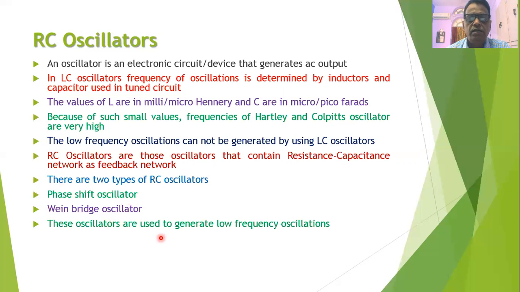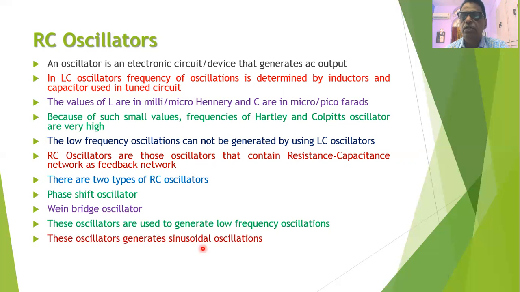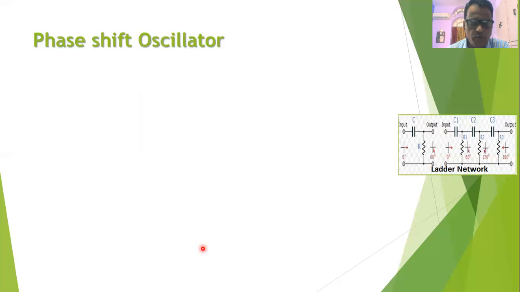These oscillators are used to generate low frequency oscillations. That is, frequencies in the audio frequency range can be generated by using these oscillators. These oscillators are also sinusoidal oscillators. That is, at the output, we will be generating sine wave oscillations by making use of the phase shift oscillator and the Wien bridge oscillator. So let us now go for the discussion of the phase shift oscillator.